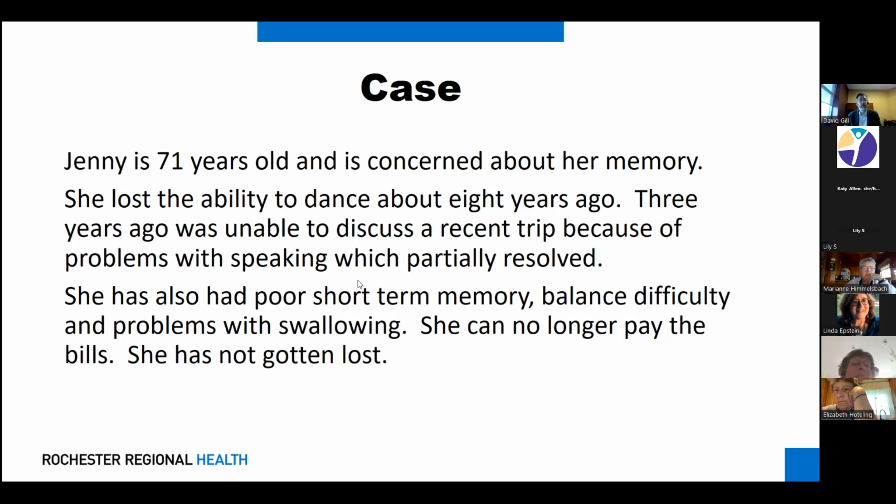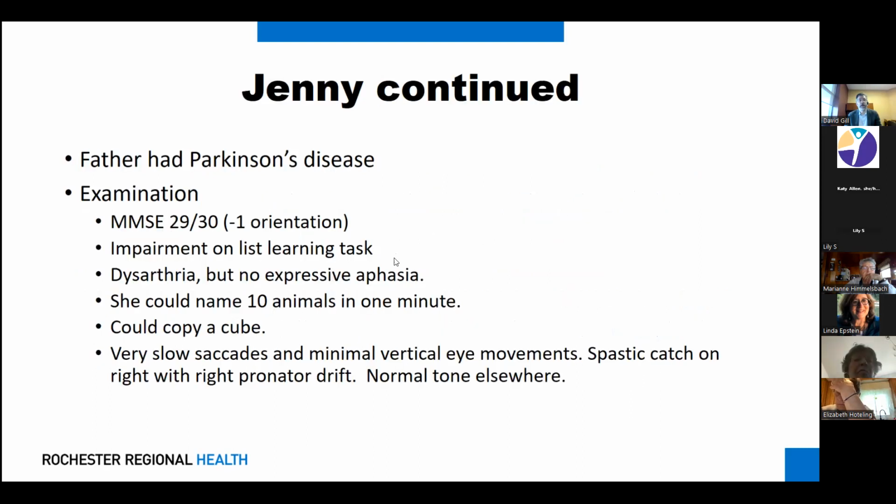When you see her on exam, she has difficulty coming up with words. She can't pay the bills. She has difficulty with her memory, and she seems to have balance problems. Her father had Parkinson's disease. On the examination, you find that she has difficulty with memory, difficulty producing words and saying words, and it looks like she has weakness on the right.